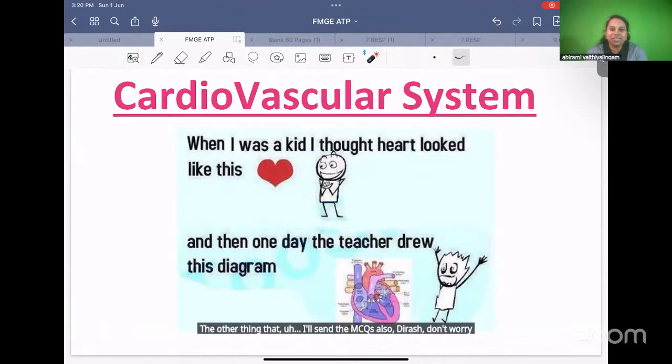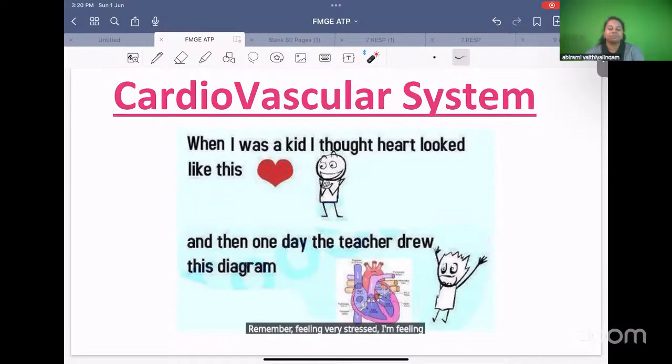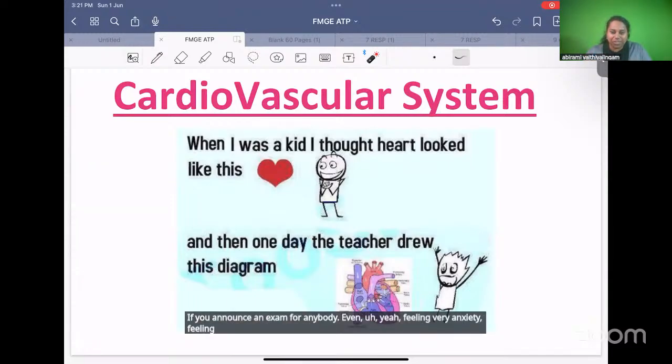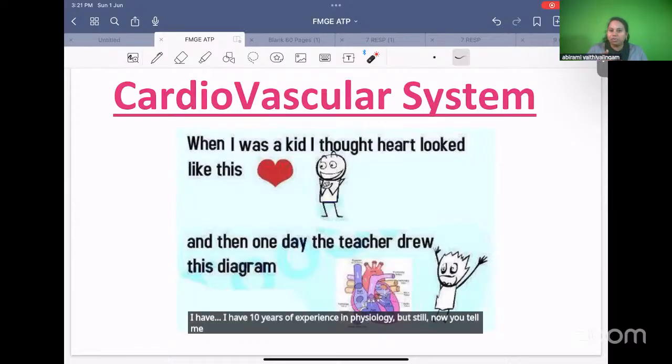The other thing some students were asking: Ma'am, I'm feeling very stressed, I'm feeling very depressed. See, to be very frank, if you announce an exam for anybody, they will feel anxiety and pressure. I'll tell you one thing. I have 10 years of experience in physiology, but still if you tell me, Ma'am, I'm going to give you an exam, next 1 hour, 100 marks question paper, I will get tensed only. I will get anxiety only. See, that is nature.